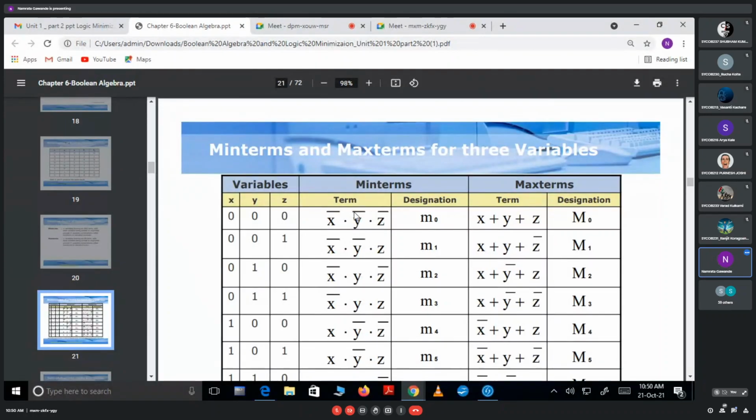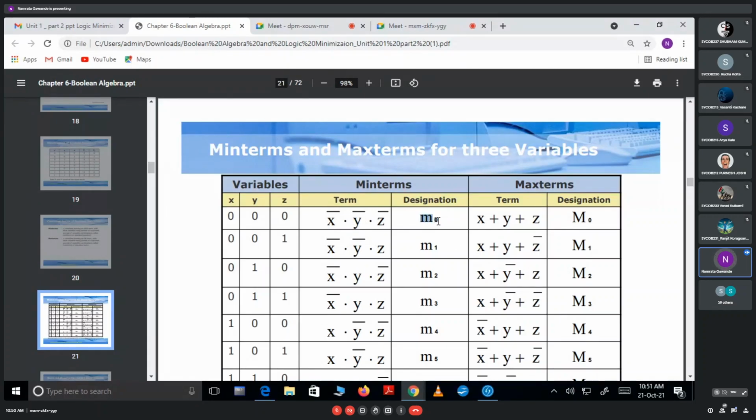See here, a min term always represents the product of the variables, and a max term always represents the sum. Product means AND and sum means OR. Why is this bar given? Because this is a 0. If 0 is there, it represents a bar in a min term. So x bar dot y bar dot z bar is the first term, known as a min term, because here you can see the product of the variables.